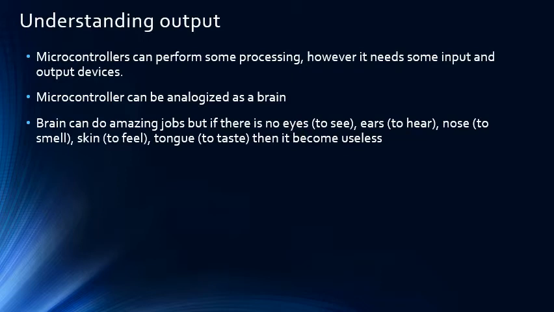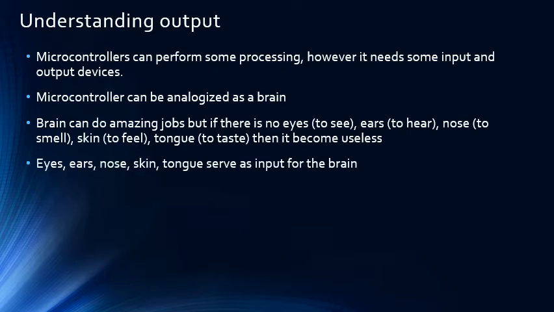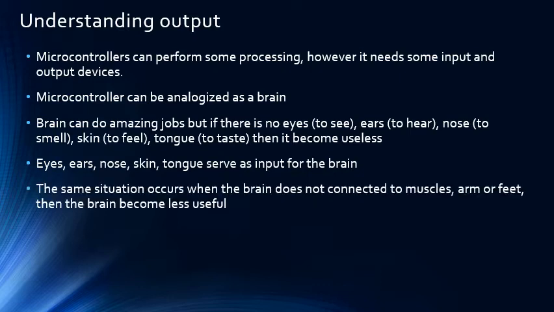The brain can process something, but it needs input. Without some input devices, the brain can process nothing. So absolutely we need some input devices for the brain, like eyes to see, ears to hear, or nose to smell. So these eyes, ears, nose, skin serve as input for the brain. Okay, that's for the input.